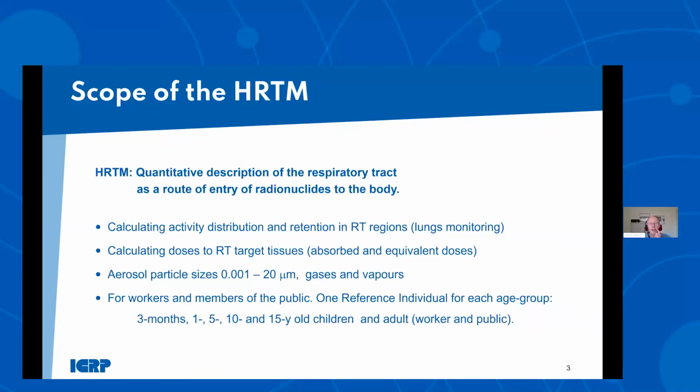So the HRTM is a quantitative model. It is used to calculate activity in the respiratory tract regions as a function of time, and to calculate doses to the target tissues. It is applied to inhalation of aerosols, which, as explained, have particle sizes, in this case, up to 20 micrometers, and to inhalation of gases and vapors. And it applies to all members of the population: the adult worker in the OIR, and a reference individual for each of the 6 age groups for the members of the public.